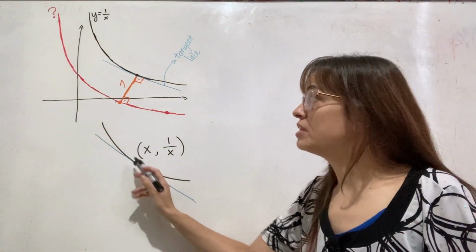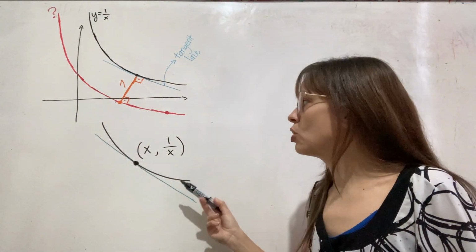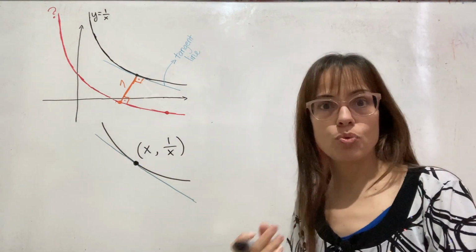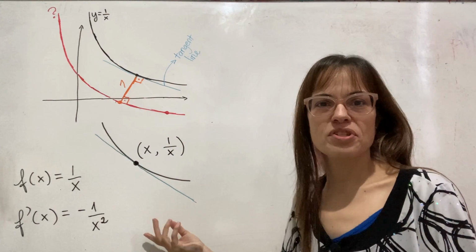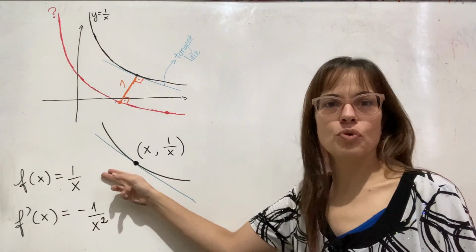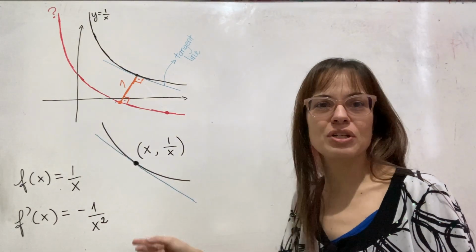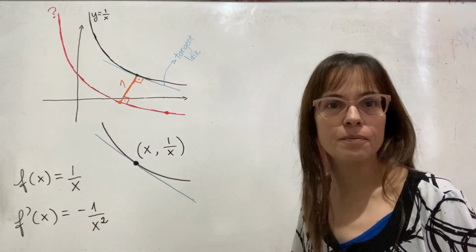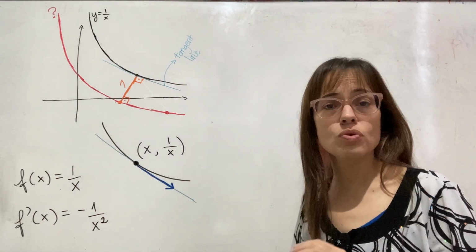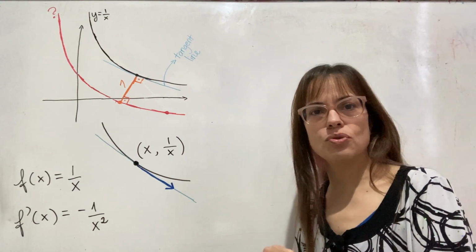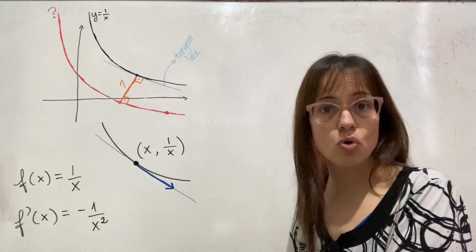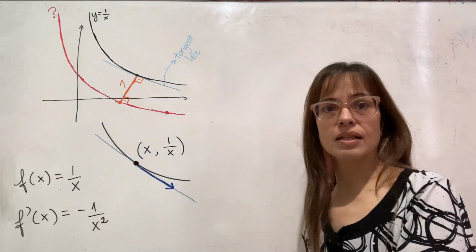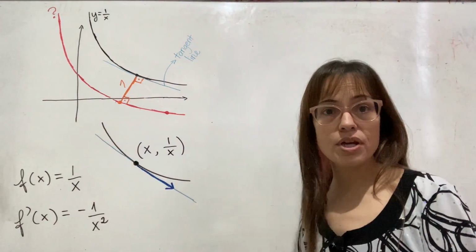And any point in the black curve can be called x and 1 over x, because that's the function whose graph I'm looking at. And of course, the fact that the derivative of 1 over x is negative 1 over x squared is going to be relevant here, because it is the slope of this tangent line. But the trick here is that I don't actually want to think about just the slope of this tangent line. I want to think of it as a line. I want to give it an equation.